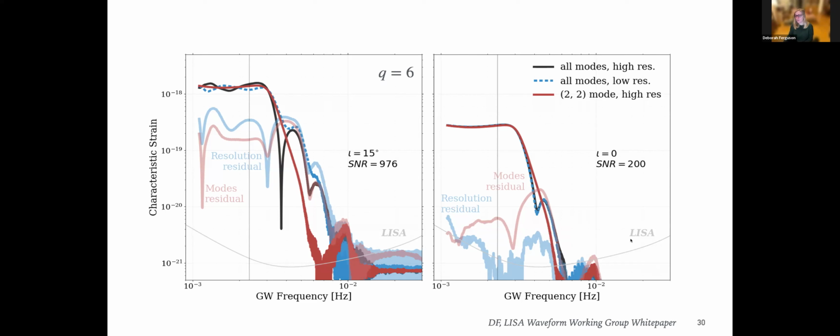Then over here on the right, we have a simpler system. We're observing it face on, and we still have the high resolution in black and the low resolution in blue, at a more moderate SNR of only 200. But you still see that the resolution residual stands above the noise curve here and could be affecting things, even for the normal, standard simulations or gravitational wave observations that we expect to see.